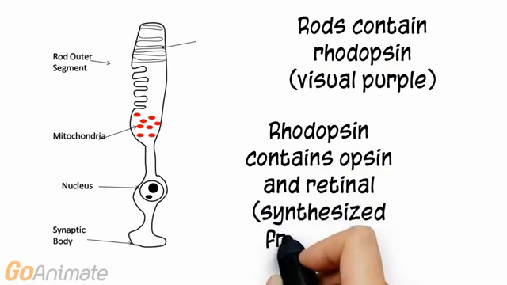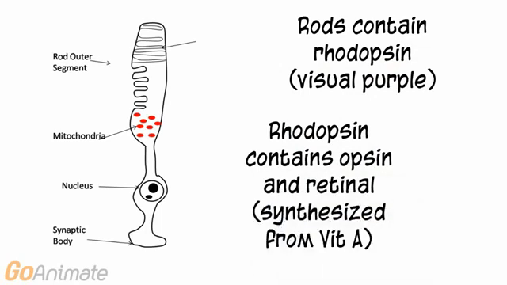Rods contain rhodopsin, or visual purple. Rhodopsin contains opsin, a protein, and retinol, which is synthesized from vitamin A.